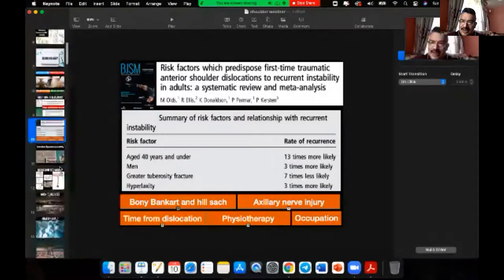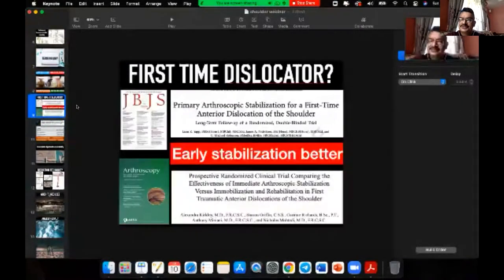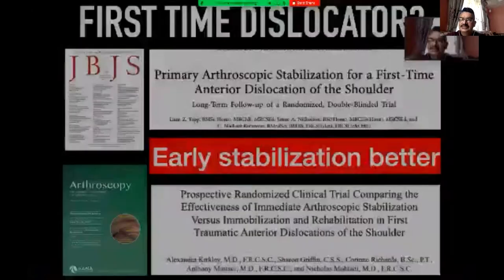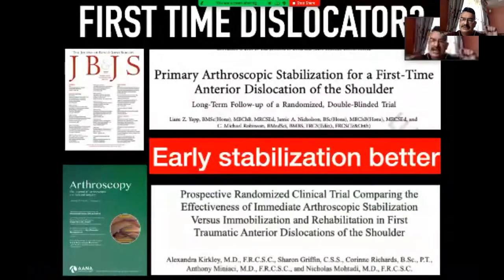To identify this in the high risk group, less than 20 years, very high demand, I will definitely investigate, but not with the MRI. I'll get a CT scan done compulsorily and routinely along with the X-ray, so that I decide either I will still conserve this patient, or if I find a bony Bankart lesion, I will suggest him to get a fixation of this bony Bankart. So thank you, Amit sir.